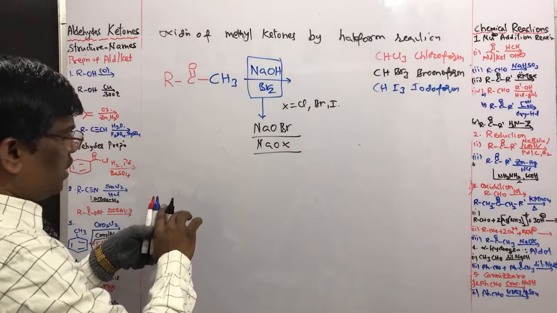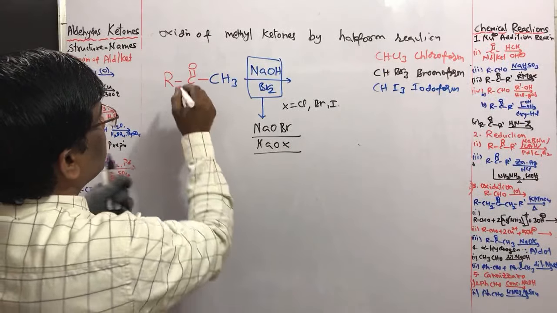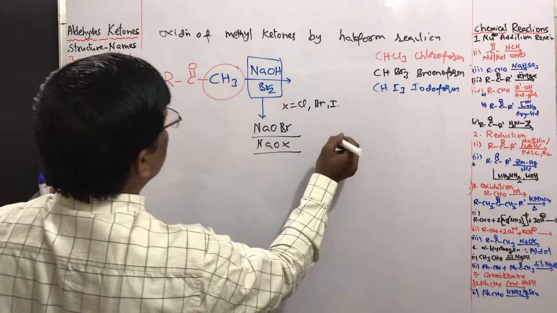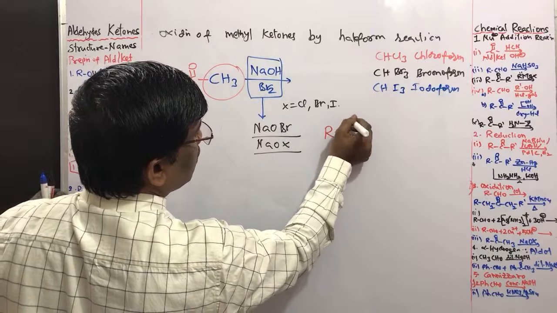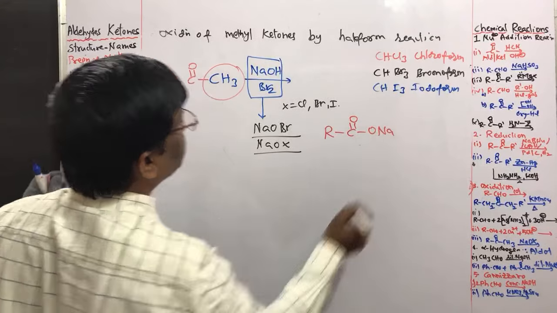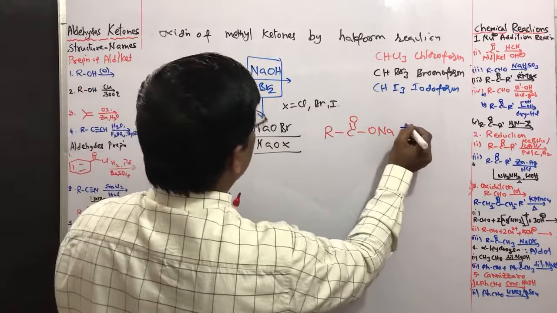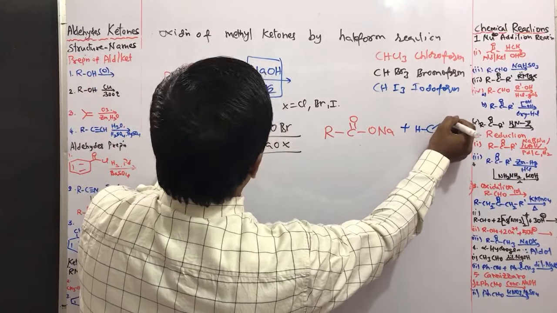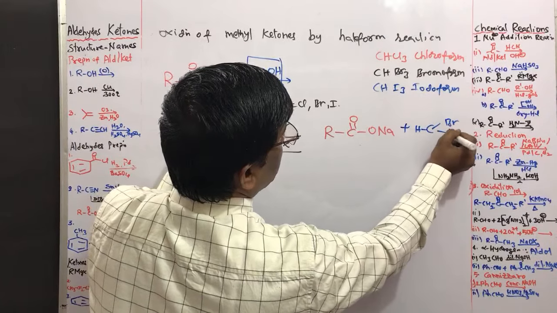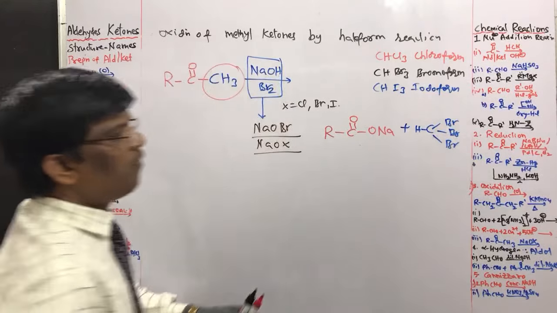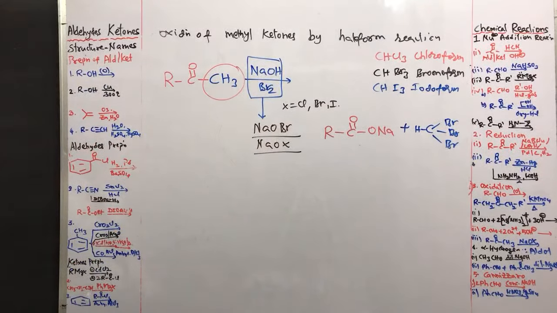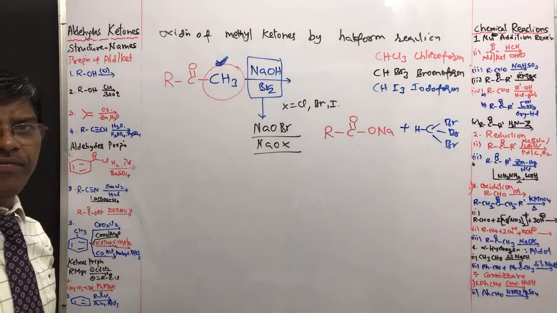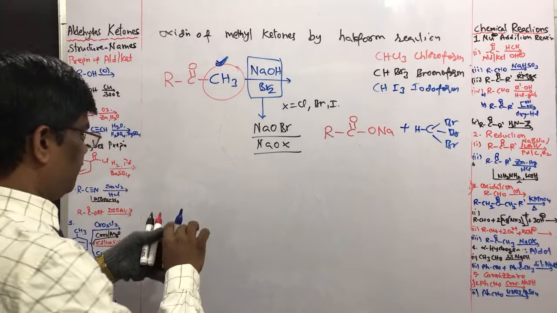This is going to react with these methyl ketones to give RCOONa plus, and this methyl is going to react with, for example here I have taken bromine, so bromoform or iodoform I am going to get. So this methyl-containing group is very important to remember, students, right?